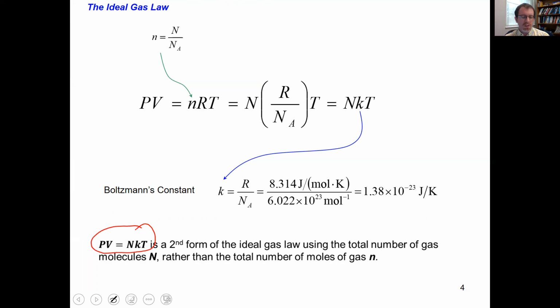Not only can we have PV equals small n times R times T, we could also have PV equals NkT. k is just another constant. That's Boltzmann's constant, 1.38 times 10 to the negative 23rd joules per Kelvin. And that capital N there, what is that? That is the number of molecules. So we have two different forms of the ideal gas law. We can use whichever one is convenient for the problem that we happen to be working on.